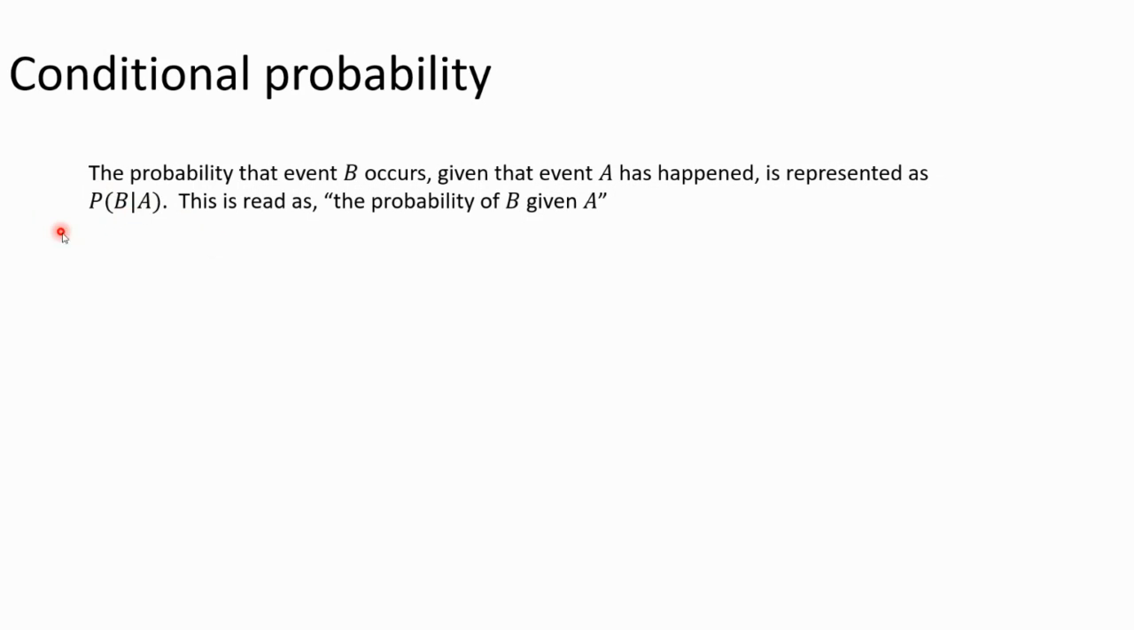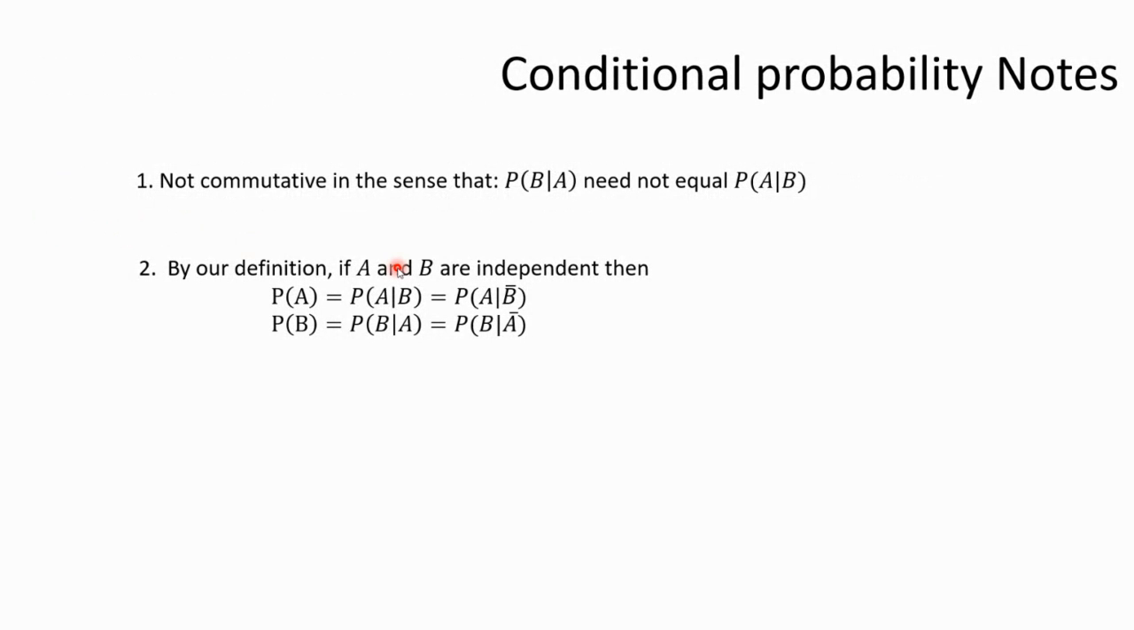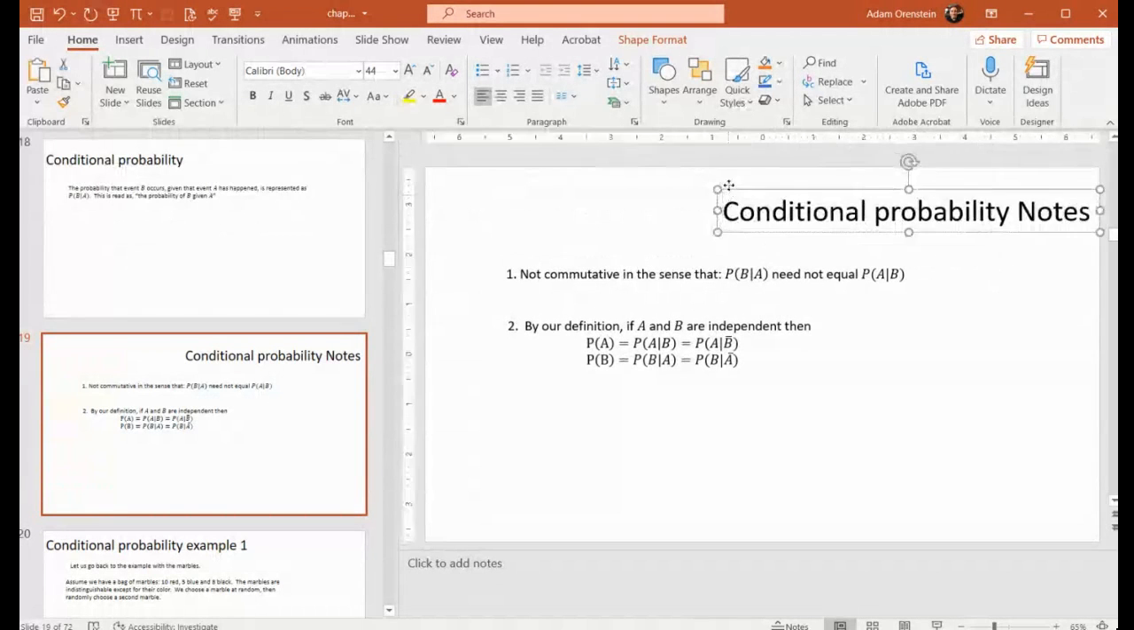So again, it looks like this: B, then a vertical line, then A. And from here, you can determine if two events are independent or not. That's actually what number 2 says here. Number 1, I just wanted to point out that it's not commutative, in that this here may not be the same as this. Could they be the same? That is possible, but it doesn't have to happen.